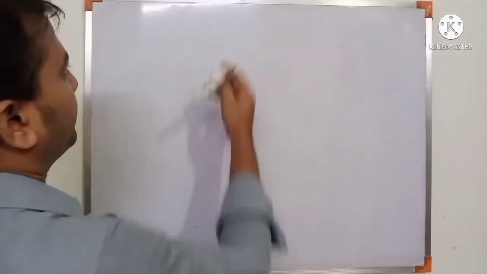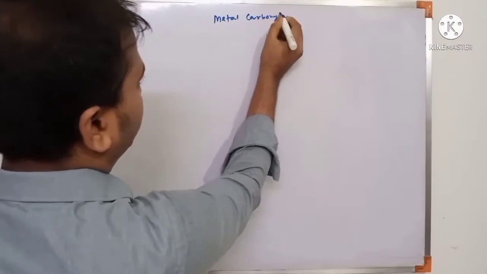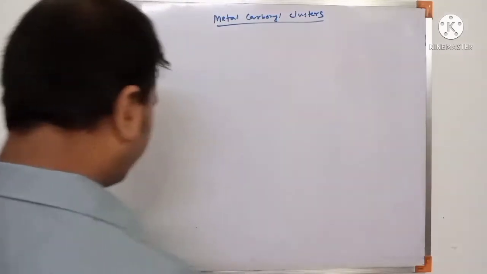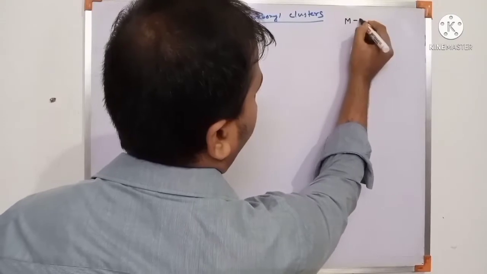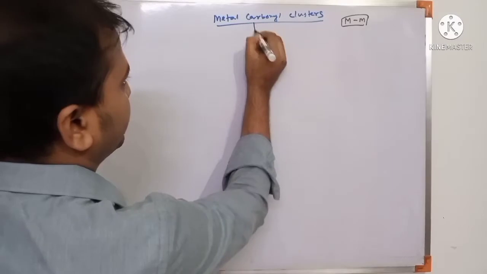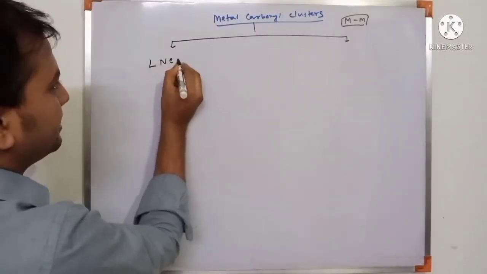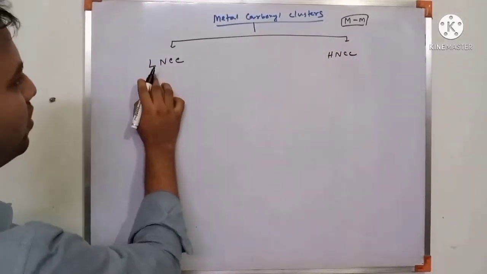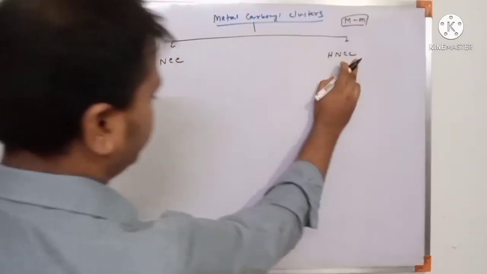Now, metal carbonyl clusters. What is a cluster compound? A cluster compound means at least one direct metal-metal bond is present. Metal carbonyl clusters are of two types: one is LNCC, the other is HNCC. LNCC means low nuclearity carbonyl cluster, and HNCC means high nuclearity carbonyl cluster.